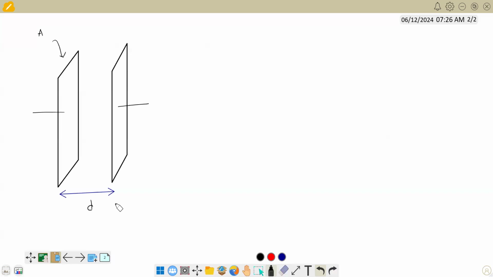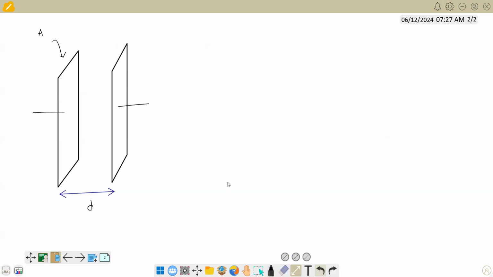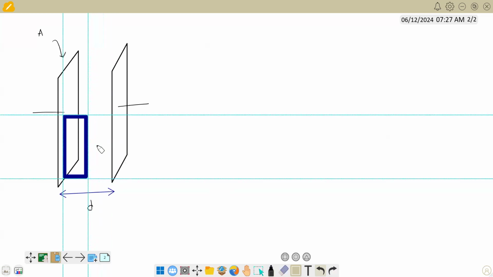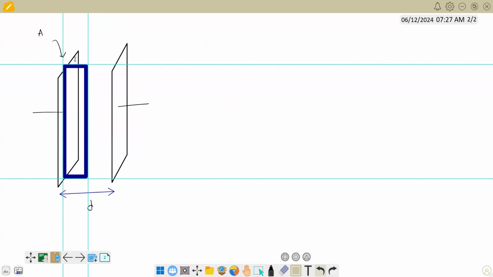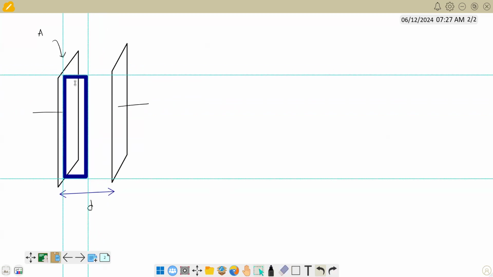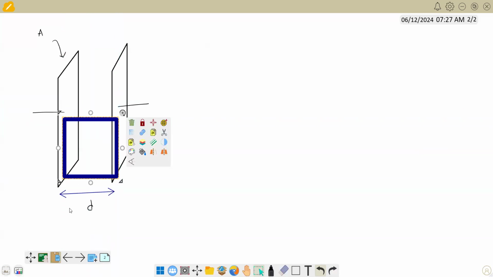Now he has given the word half filled. What do you mean by half filled? Generally, there are two ways we can half fill this. One could be in this way: you exactly fill the lower half and leave the upper half as it is. Or you can half fill in this way. One would be filling the entire area and you are exactly filling half of it. Or you won't fill the entire area, you will fill the entire distance. So both of them could be half filled.